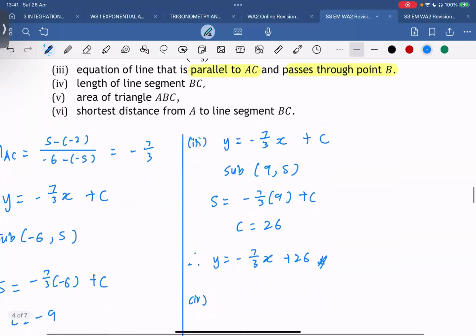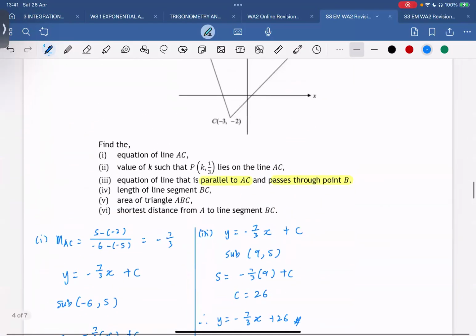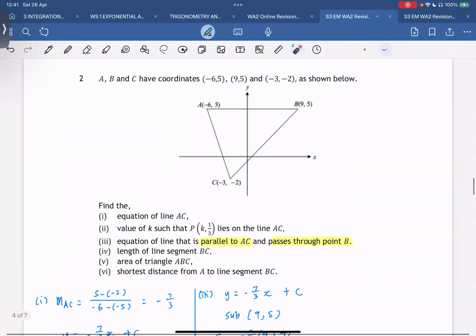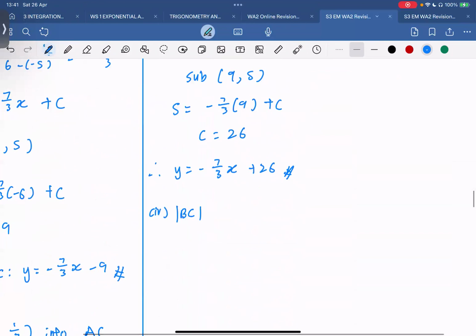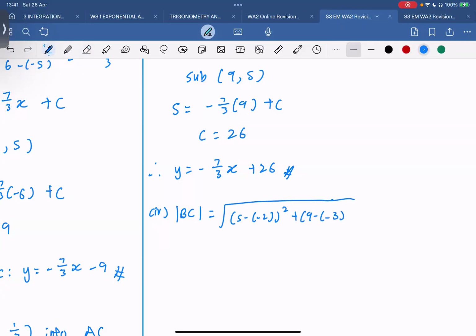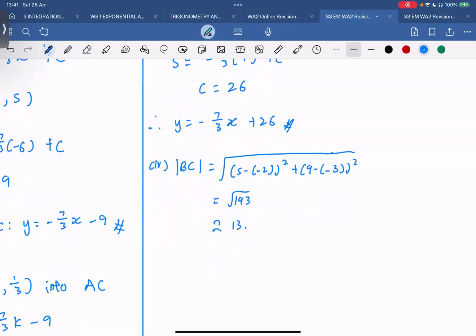Okay, for part 4, find the length of line segment BC. So all we have to do is to use the formula. Okay, this will give us root 193, which we can express as 13.9 units, 3SF.